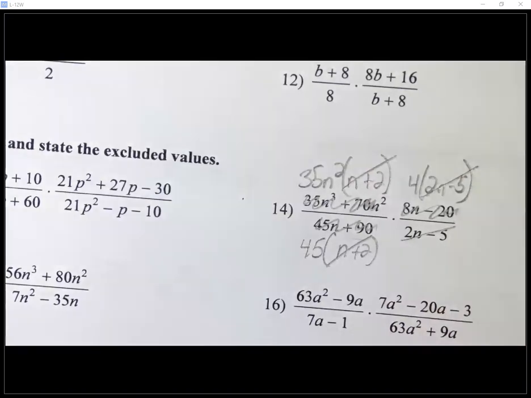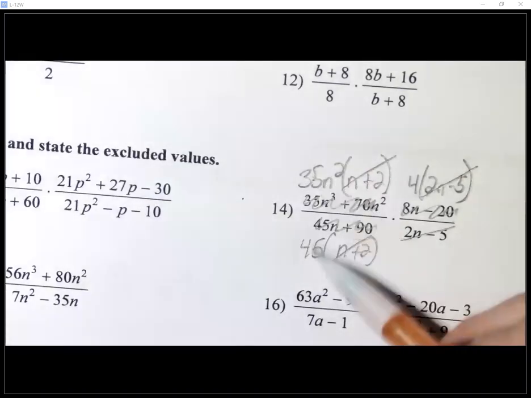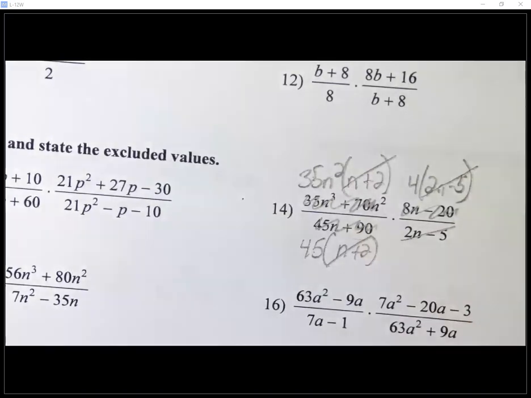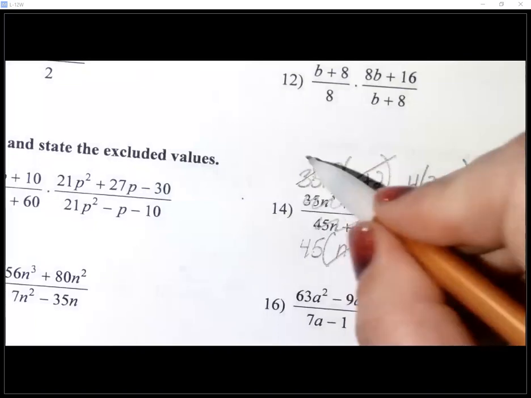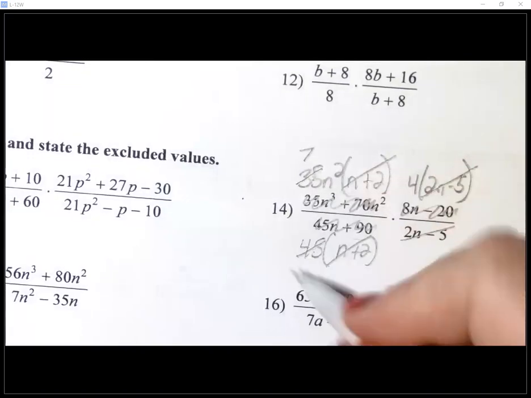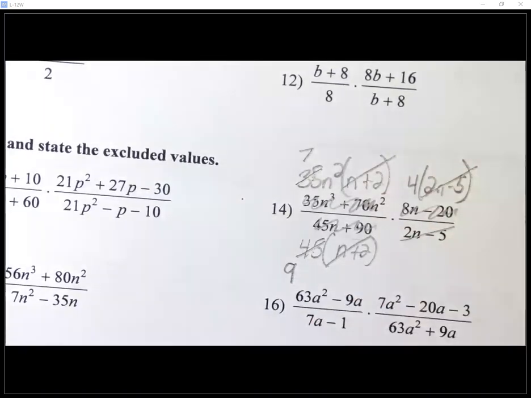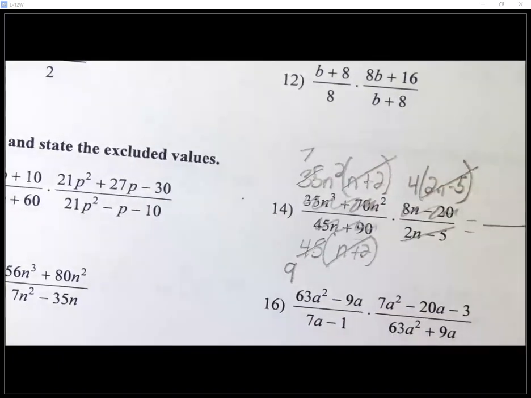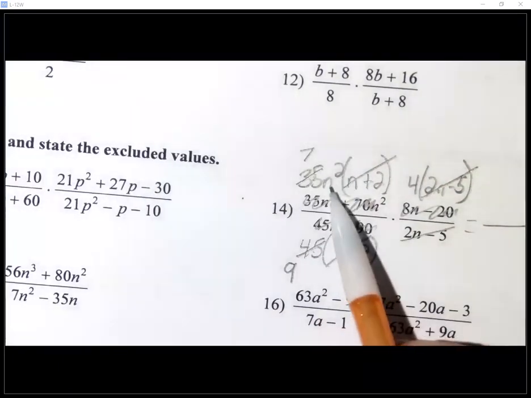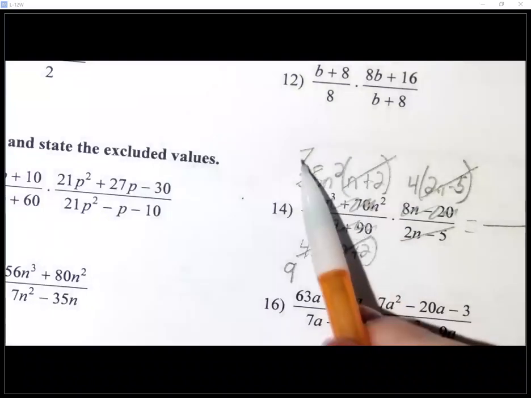And now I can reduce the numbers too, right? 35 over 45, I can reduce that just like a normal fraction. 5 goes into both. 5 into 35 is 7. 5 into 45 is 9. Anything else? Another common mistake is writing your answer too quickly and not realizing, I never canceled out that n squared. That's still there. So I have 7n squared and a 4.